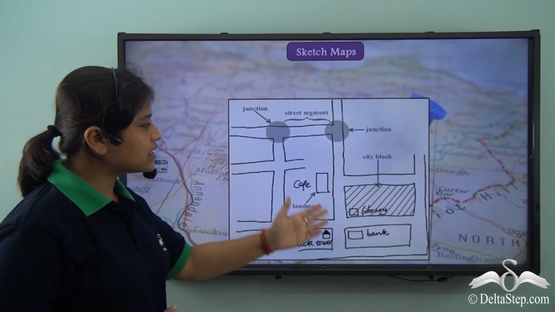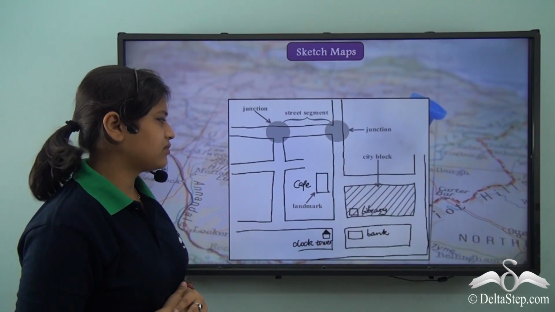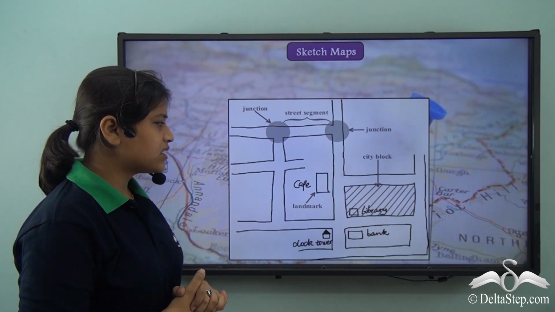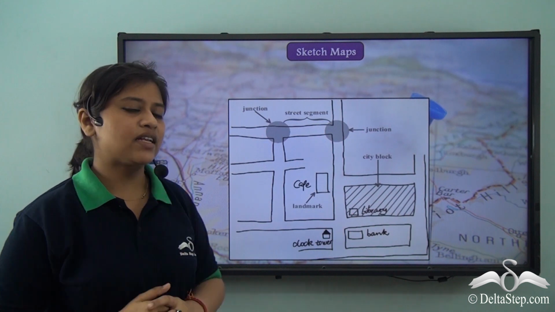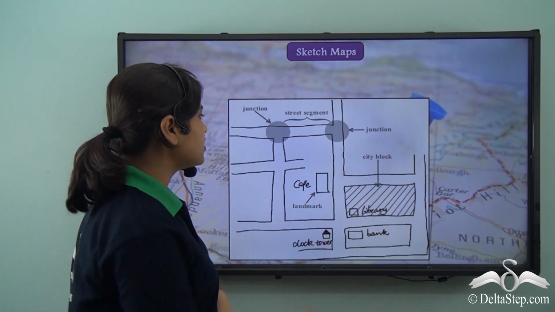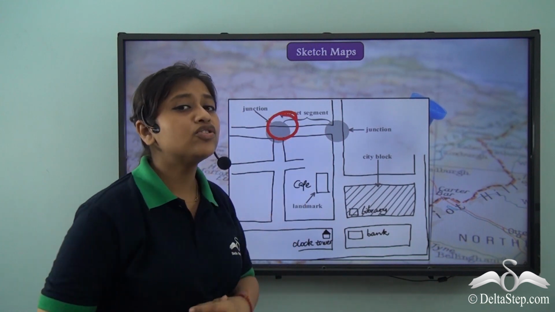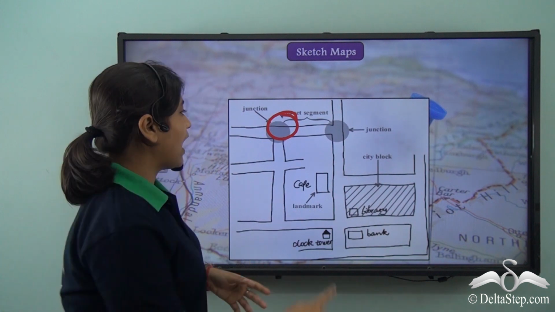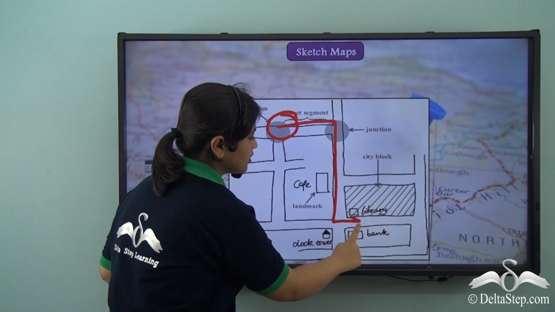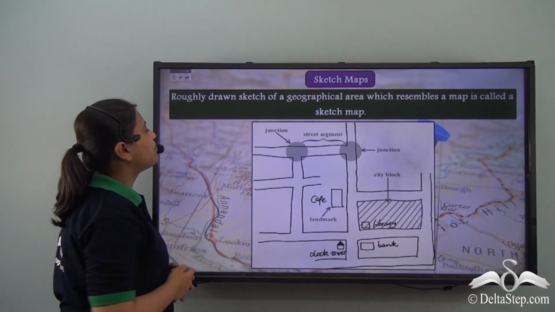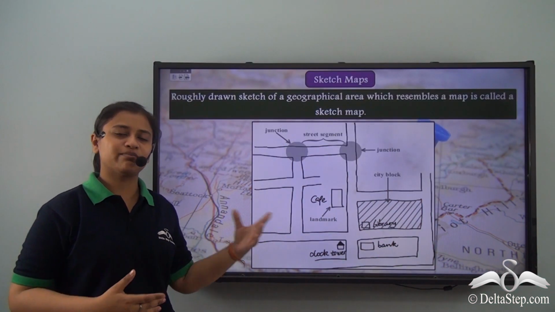Okay. From this image, what do you understand? This is a rough sketch of an area, right? Something like a map. Take for example, your younger sister asks you to guide her way to the bank and she is somewhere here. What do you do? You draw a rough sketch of the area and guide her way to the bank. Therefore, what do we call this? We call this a sketch map.